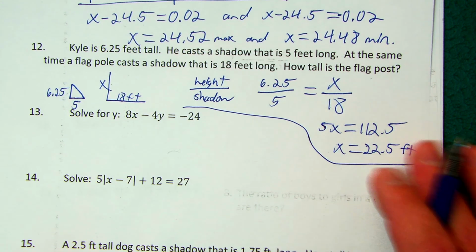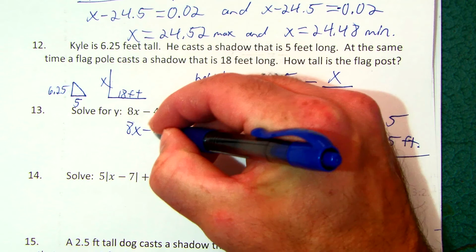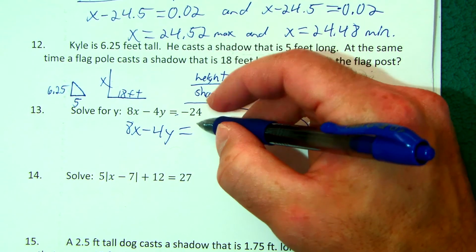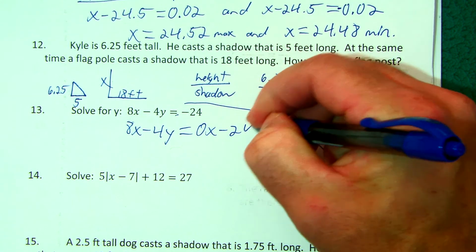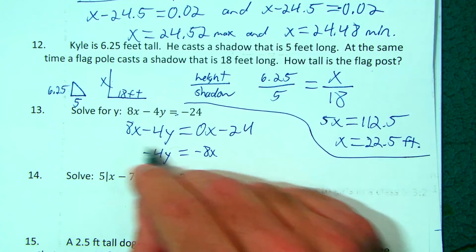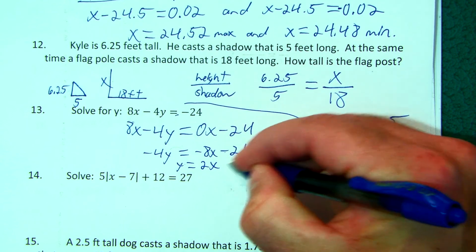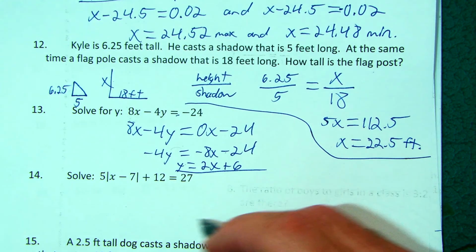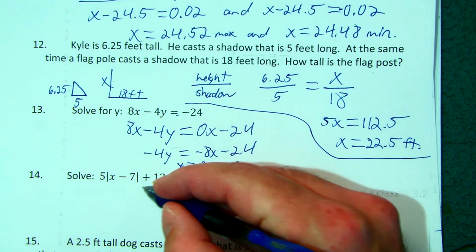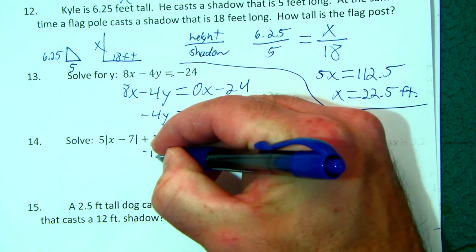So first up, we got to solve for y here. So that means I'm going to have 8x minus 4y equals 0x minus 24. So negative 4y is going to equal negative 8x. I subtracted 8x from both sides, minus 24. So y is going to equal 2x plus 6.